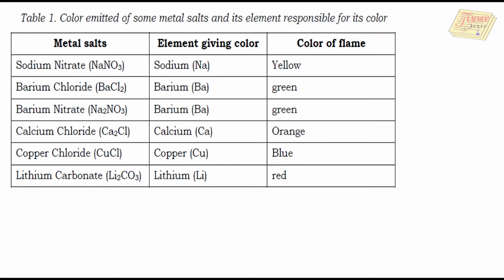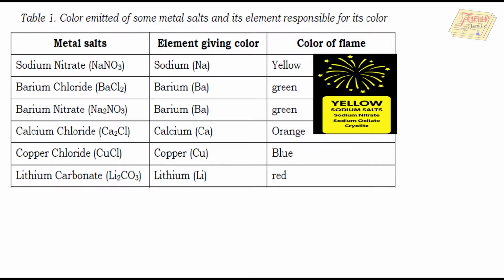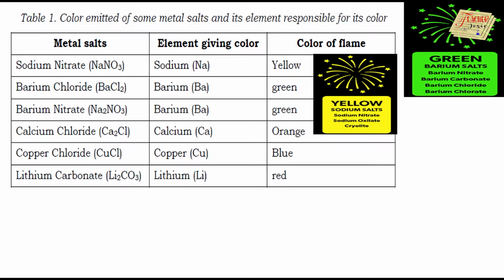Sodium nitrate. The element giving color is sodium. The color of the flame is yellow. Barium chloride. The element giving color is barium, and the color of the flame is green. Barium nitrate. Again, the element giving color is barium, and the color of the flame is green.